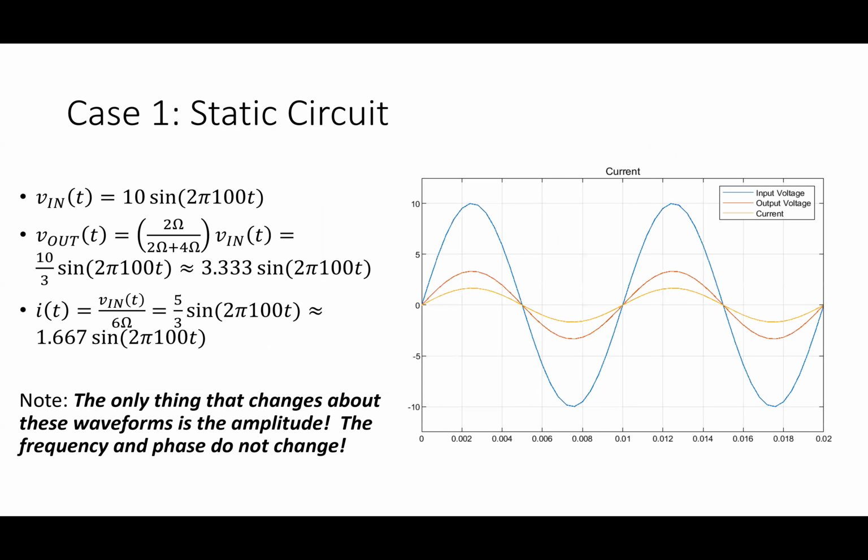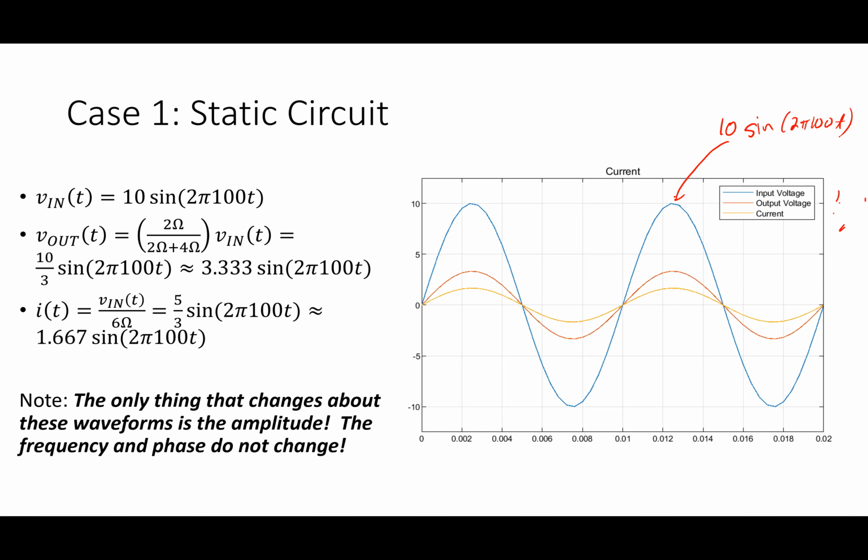So basically what we said is I can just do my analysis looking at just the amplitudes. Here I've got the input voltage, the 10 sine 2 pi 100t, and I have the output voltage there in red and the current there in yellow. All of them have a sine 2 pi 100t, but I don't even need to use that sine 2 pi 100t. I just need to track what's going on with the amplitudes.